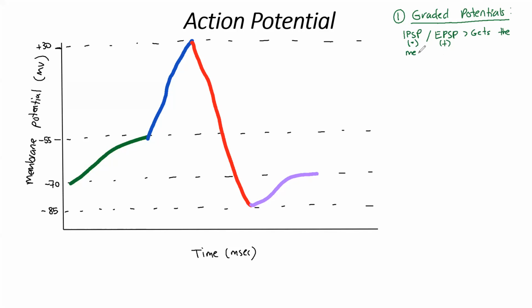So we can have different types of graded potentials that could potentially get the membrane potential closer to threshold, which we know to be -55 millivolts. Okay, so that's what that green part of the curve represents. Let's look at the upstroke here. So the upstroke is represented by the depolarization.